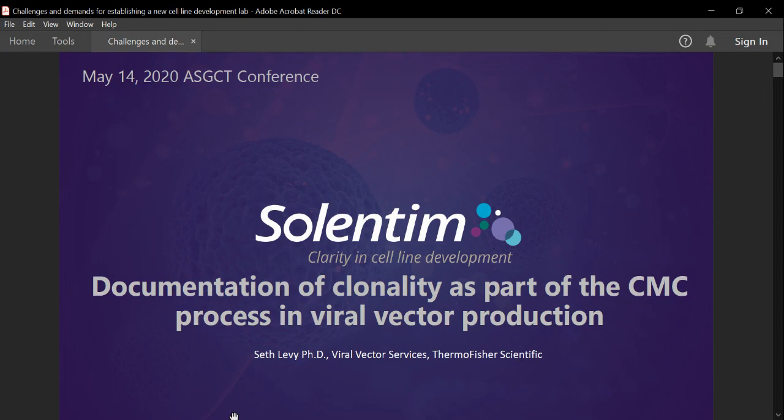I'm here to talk about how my group uses the Solentum cell metric to document clonality and cell growth through single cell cloning projects as part of the CMC process in viral vector production. As gene therapy products move through the pipeline, regulatory bodies expect rigorous controls to be employed in the manufacturing process. The cell metric is a great solution as part of that control strategy.